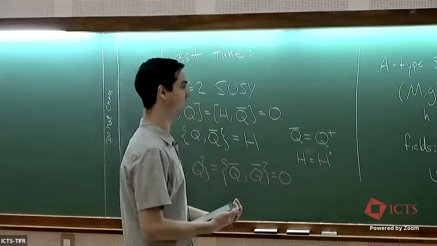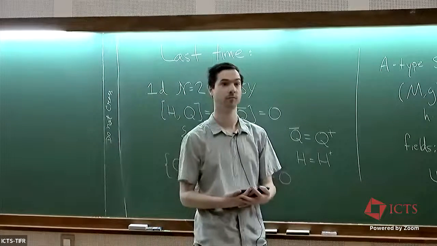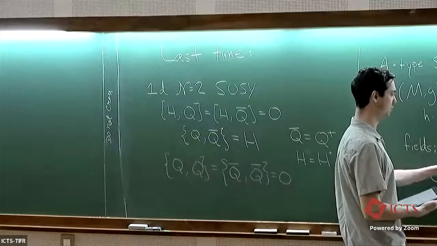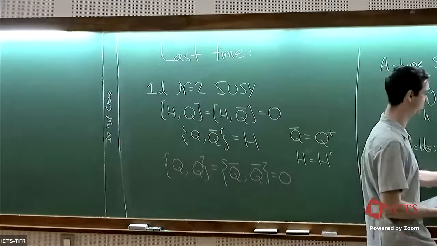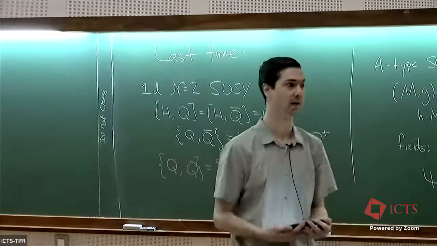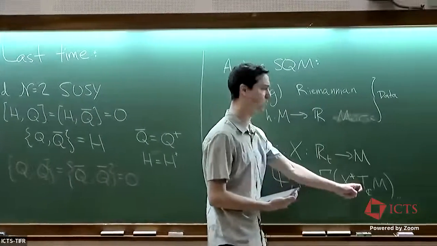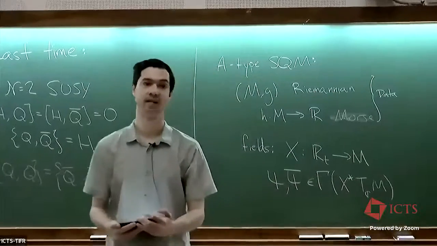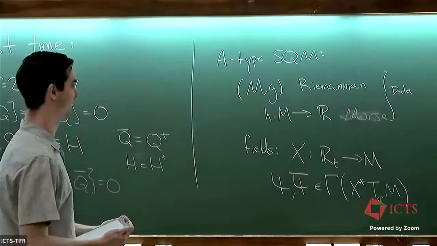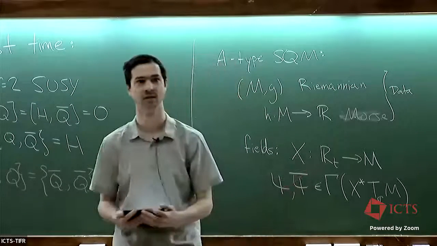And then with this data, we can consider a classical mechanical system of a bosonic field, which is a map from the real line, our time line, to our target manifold M. And then we had two fermionic fields, psi and psi bar, that were sections of a pullback of the complexified tangent bundle of M. And I'm not going to write the action down again. It's essentially a supersymmetrization of the usual sigma model action.